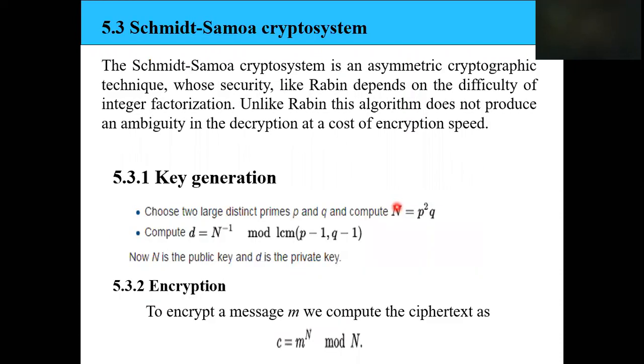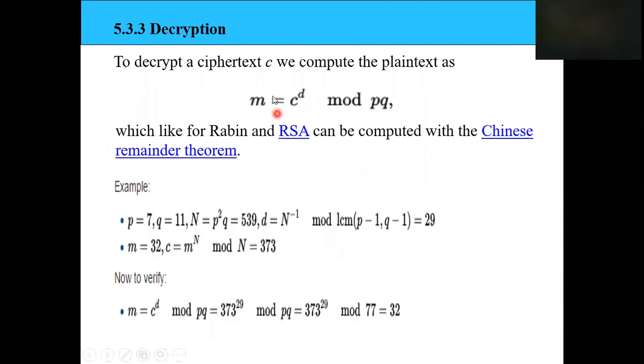Let us start with key generation. We have to select two prime numbers and compute n, which is p² times q, and compute d, which is the inverse of n mod LCM of p minus 1 and q minus 1, where n is the public key and d is the private key. To encrypt a message m from the space of plain text, we use c equals m to the power n mod n. Decryption is m equals c to the power d mod pq.